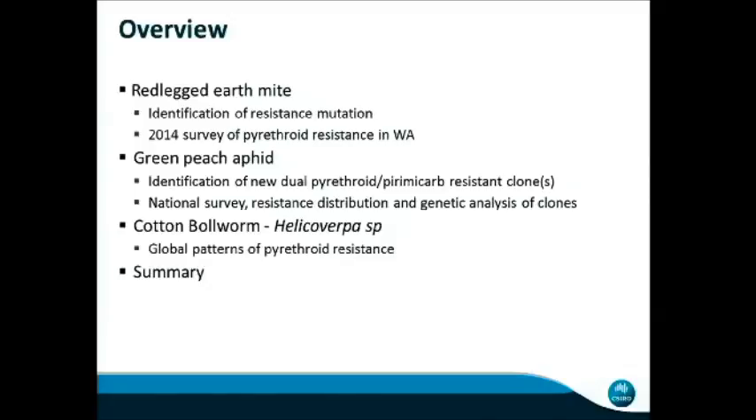The green peach aphid, the dual pyrethroid primicarb resistant clone, which also has that third resistance as well. The survey for that, resistance distribution and analysis of some of those clones. I'll just go into more detail in some of the stuff that Paul already presented. And then something that I spend most of my time on, cotton bollworm. And we'll talk about pyrethroid resistance in cotton bollworm. Most of my work's actually on Bt resistance, but we have done a bit on cotton bollworm as well, and then a brief summary, hopefully.